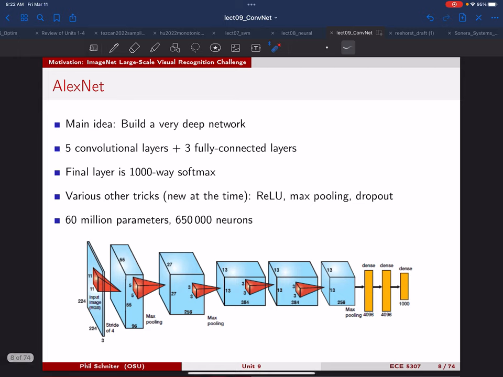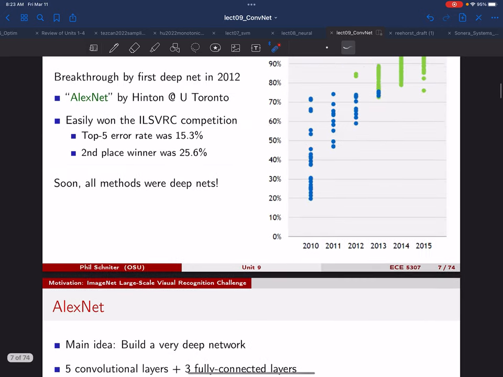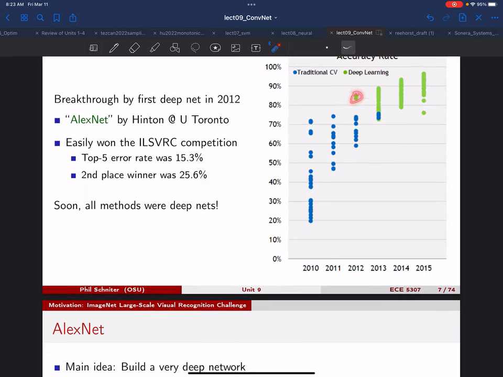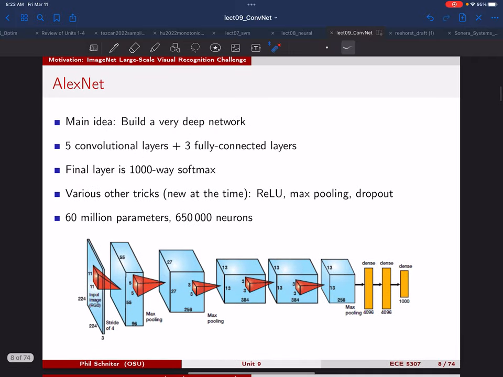Okay, so we'll get into a lot of these details in later slides, but just to give you an idea of what broke the stagnation. Any questions so far?